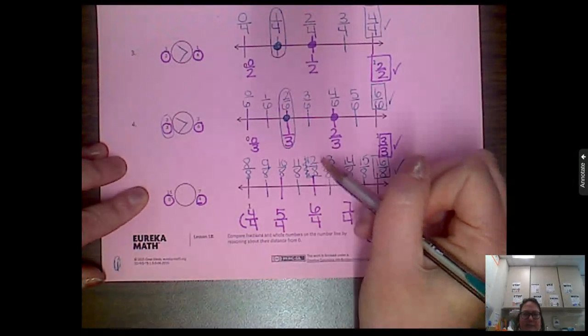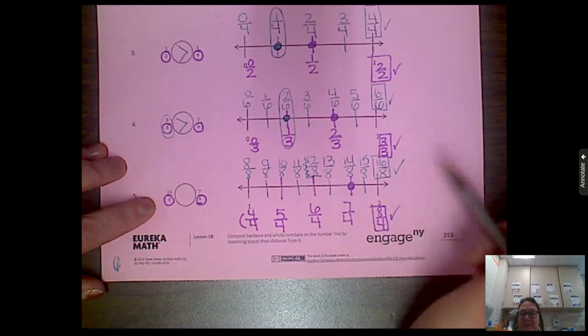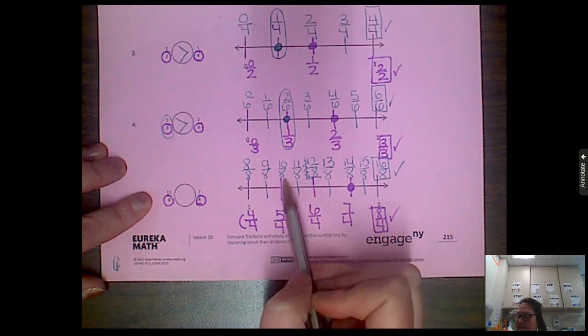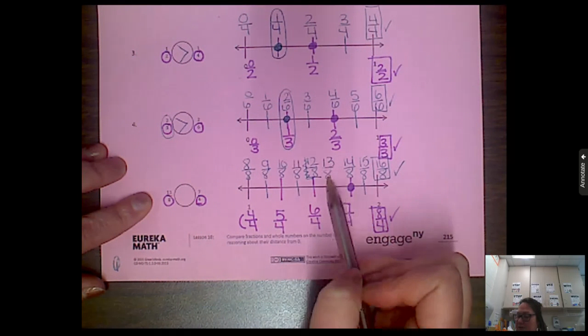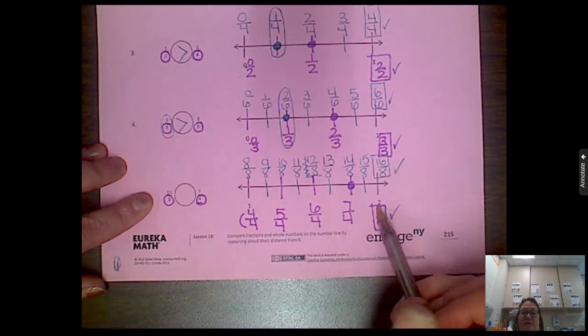I don't know what was even in my brain right there for that one. I guess I was just thinking because they matched up, but it's still equal to a whole. Good. So 8 8s, 9 8s, 10 8s, 11 8s, 12 8s, 13 8s, 14 8s, 15 8s, and 16 8s. And we did our check there because we have 2 wholes. 16 divided by 8 equals 2, so we are correct.